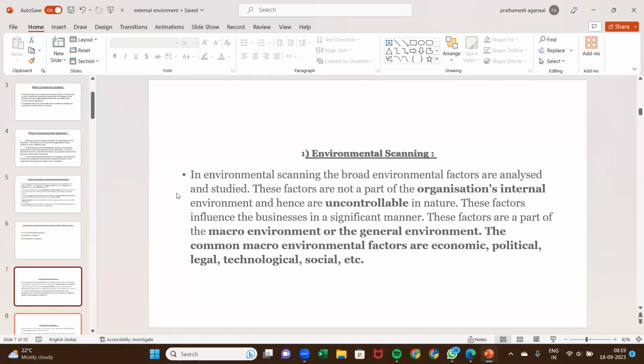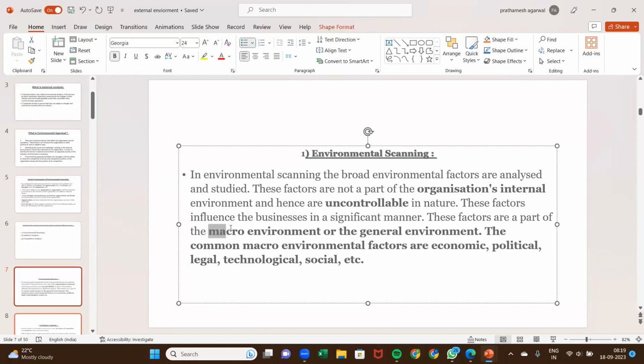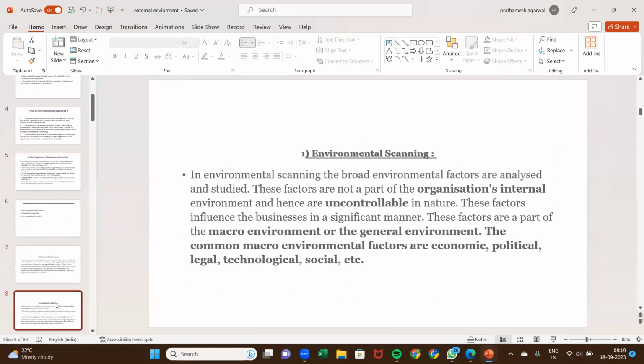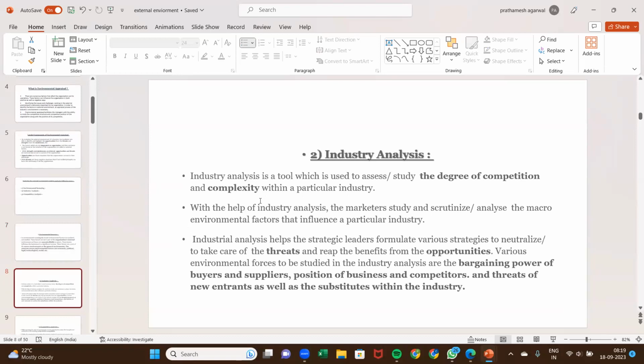Now, how are these factors going to affect the business? These factors influence the business in a significant manner. These factors are a part of the macro environment or the general environment. The common macro environment factors are economic, political, legal, technological, and social. Now I'm just highlighting this and then we're going to do it in detail. Industry analysis. What is industry analysis?